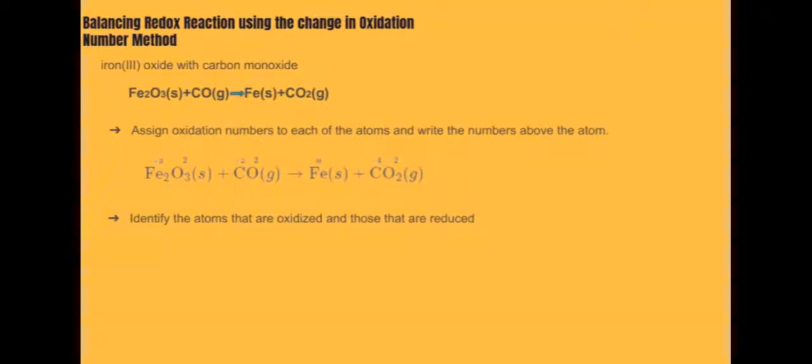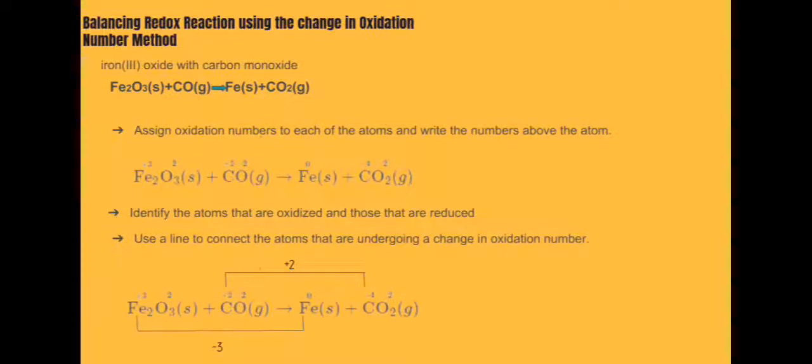Second step is identify the atoms that are oxidized and those that are reduced. In the above equation, the carbon atom is being oxidized since its oxidation number increases from +2 to +4. The iron atom is being reduced since its oxidation number decreases from +3 to 0.